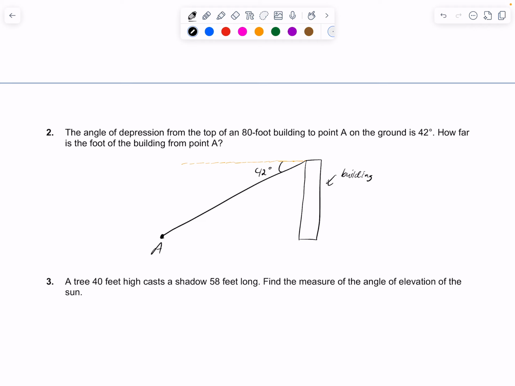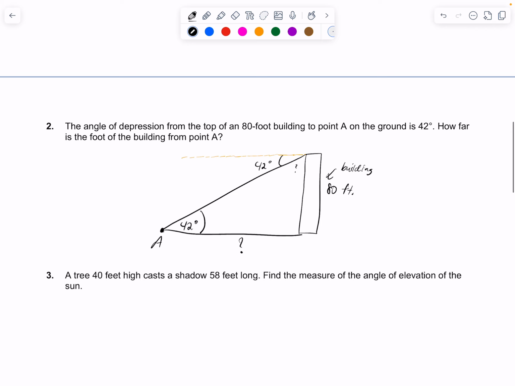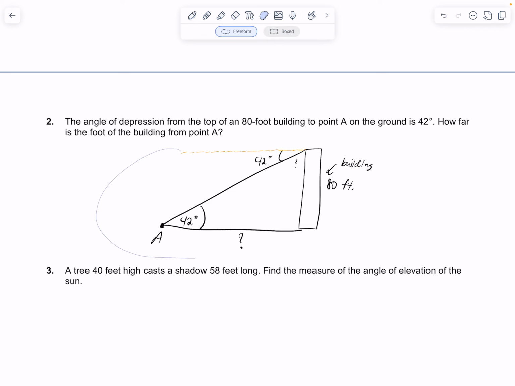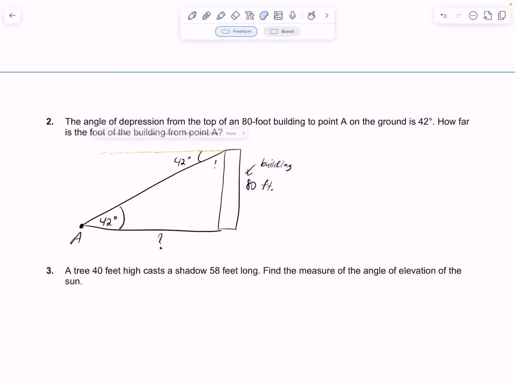Now it does say that the building is 80 feet high, the top being where they're looking down. How far is the foot of the building from point A? So essentially, what is this distance here? Now you could, if you wanted to, since this is a horizontal line, subtract 42 from 90 to find this angle here. But most students are just going to use the fact that this angle down here, if you're looking up at the building from point A, that angle of elevation would be 42 degrees. So I'm going to do that route, but again, it should be the same answer, even if your work looks a little different.